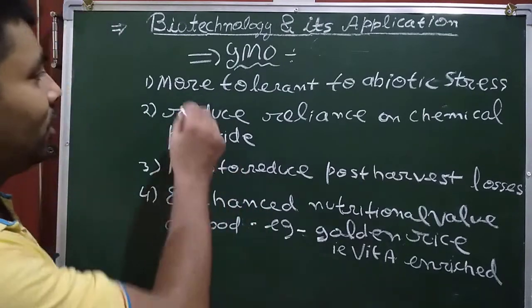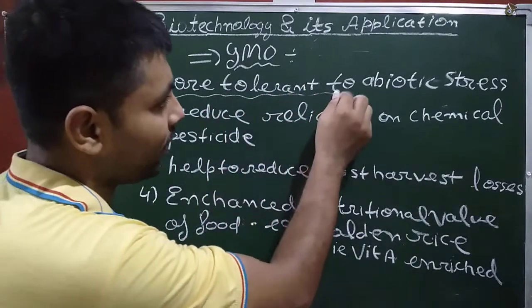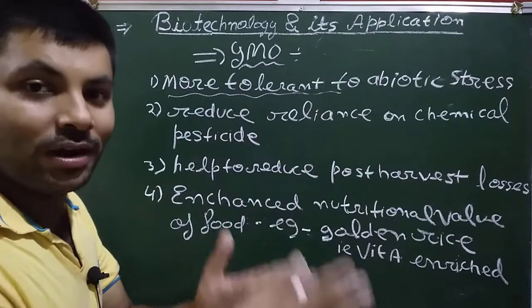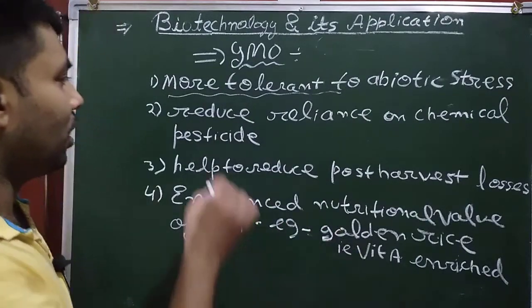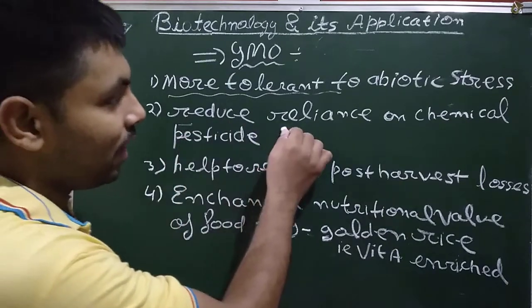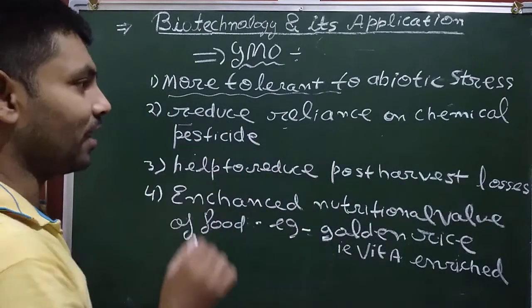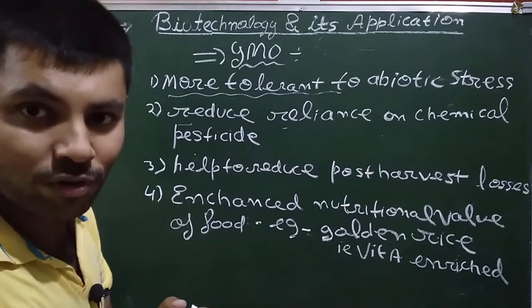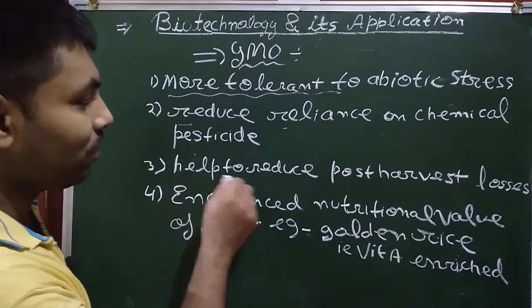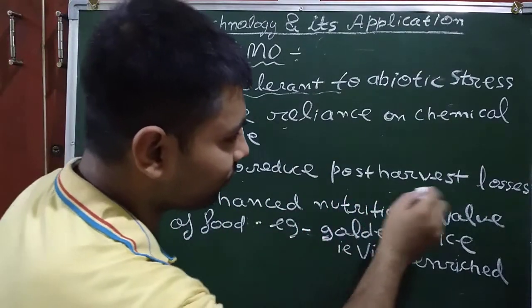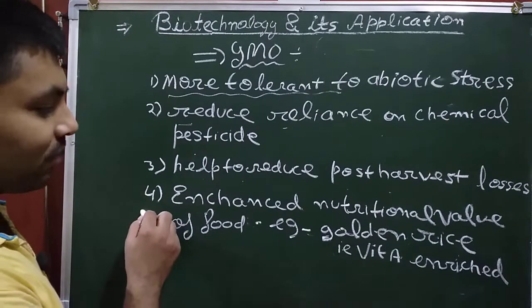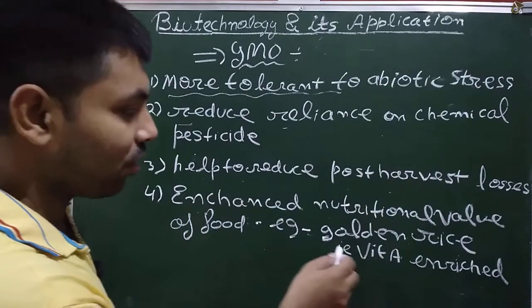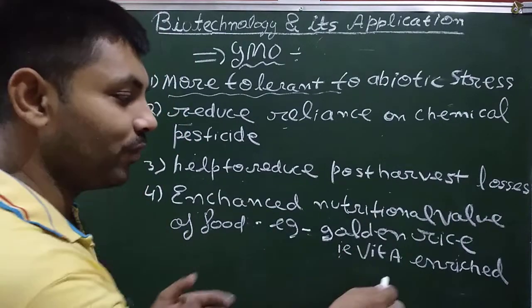First one is that they are more tolerant to abiotic stress, because if there is abiotic stress it leads to poor production. Okay, now the second point is that they reduce reliance on chemical pesticides, because using chemical pesticides may cause harm to the products also. Third point is that they help to reduce post harvest losses. Fifth point is enhanced nutrition of food, for example golden rice, which is basically enriched in vitamin A.